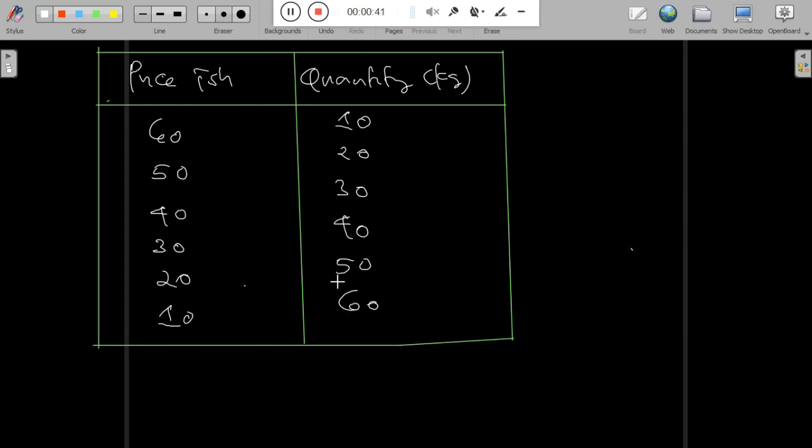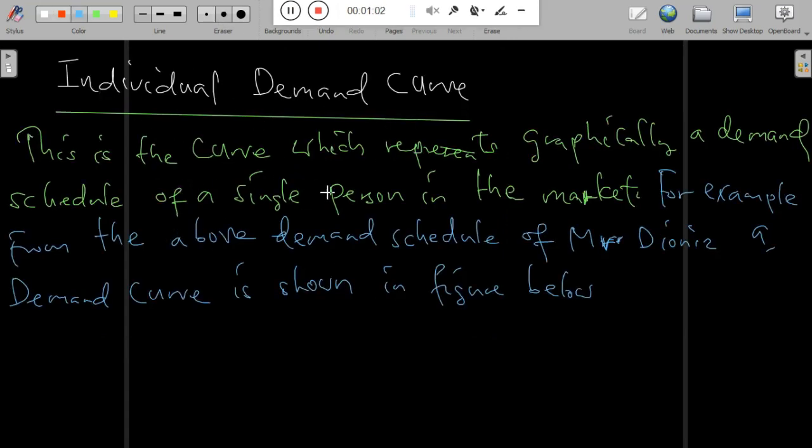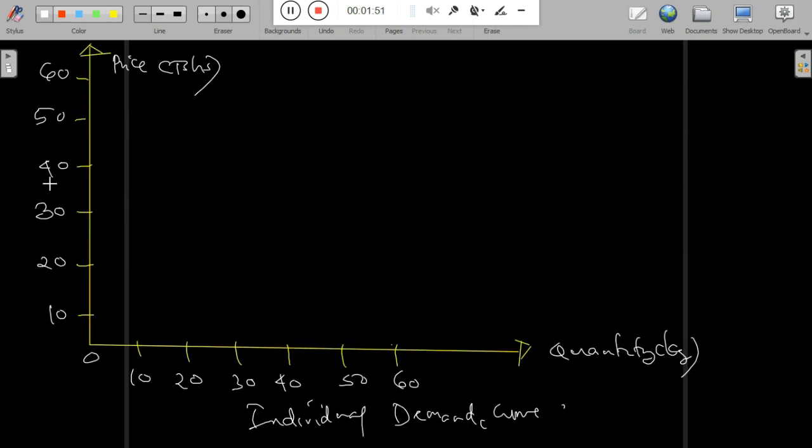Now let's look at the individual demand curve, derived from what is known as the individual demand schedule. The individual demand curve is a curve which represents graphically the demand schedule of a single person in the market. For example, from the example we have seen earlier, the demand schedule for Mr. Dionys, who bought quantities at given price levels, may be presented graphically like this. So we sketch the graph like this, and on the left we represent the price of the quantities bought by Mr. Dionys, together with the x-axis, where we sketch the different quantities bought by Mr. Dionys, that is the quantity level.